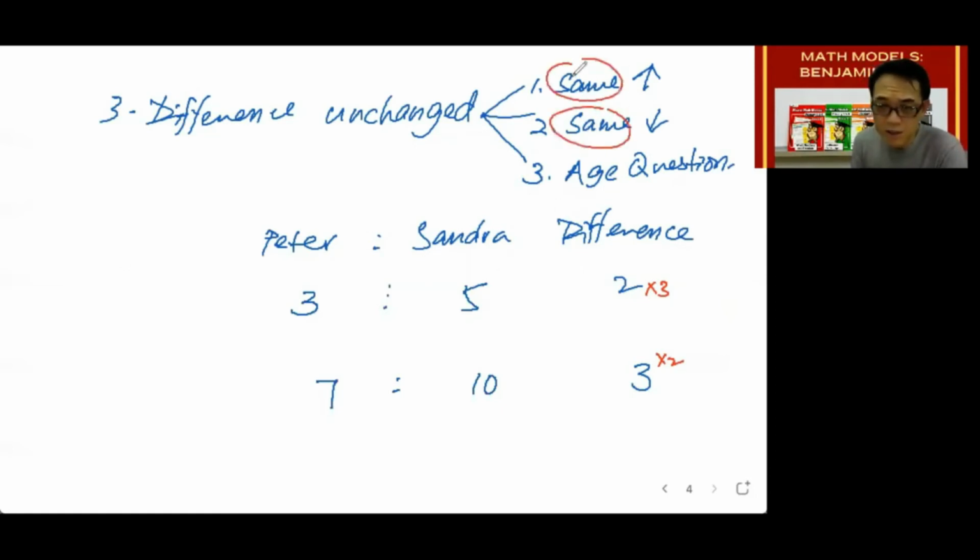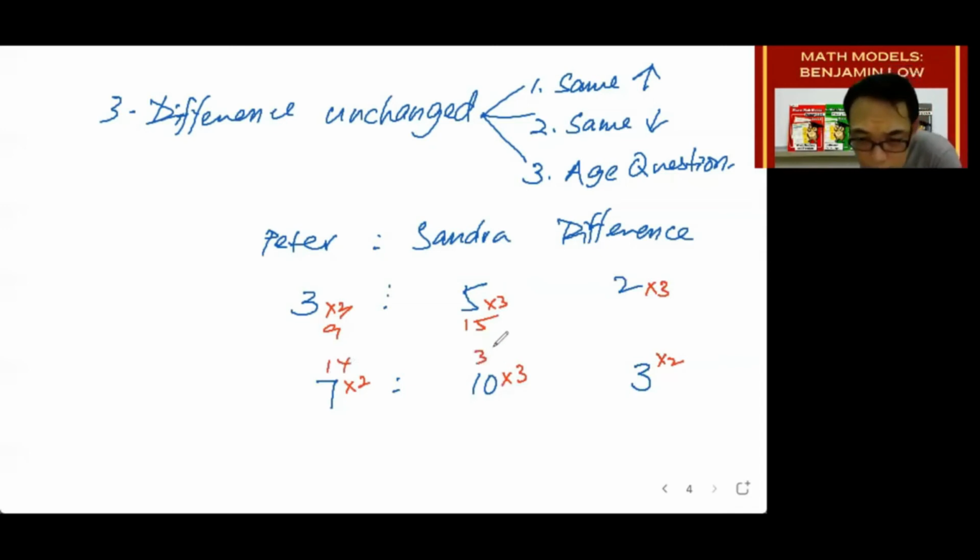Again, the keyword here is same. And because of this, when we multiply the parts by the same numbers, we are going to get 9, 15, and 14, 30. 7 times 2, 10. Oh, sorry, I made a mistake here. Pardon me. This should be a 2, and so 20. As you can see, upon inspection, there is an increase of 5 units here and an increase of 5 units here.